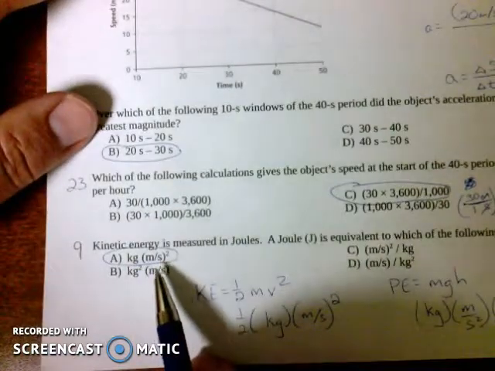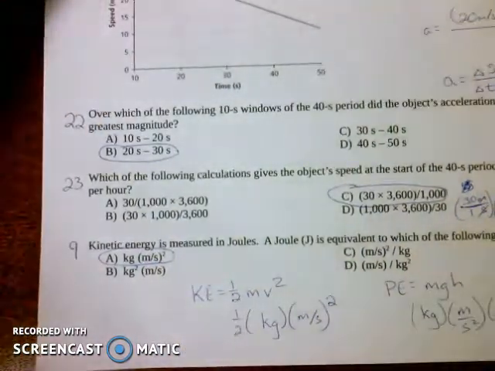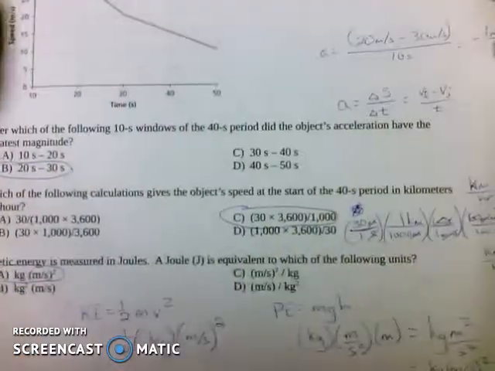Kilogram meter per second. This whole quantity here, meters per second, is squared. All right, great. Hopefully that helps you out.